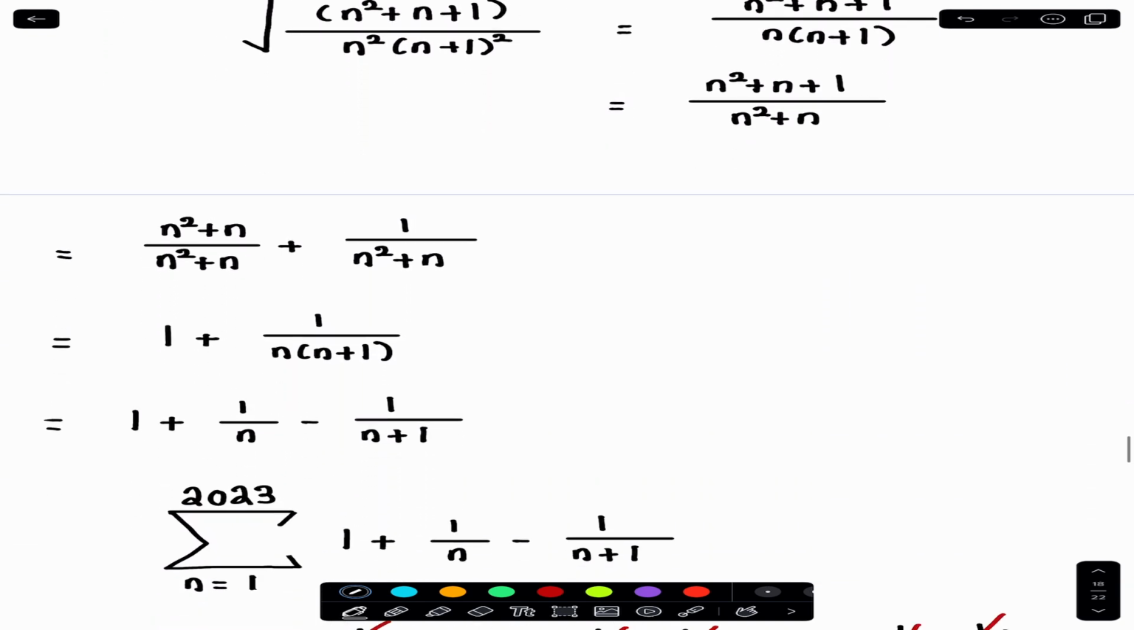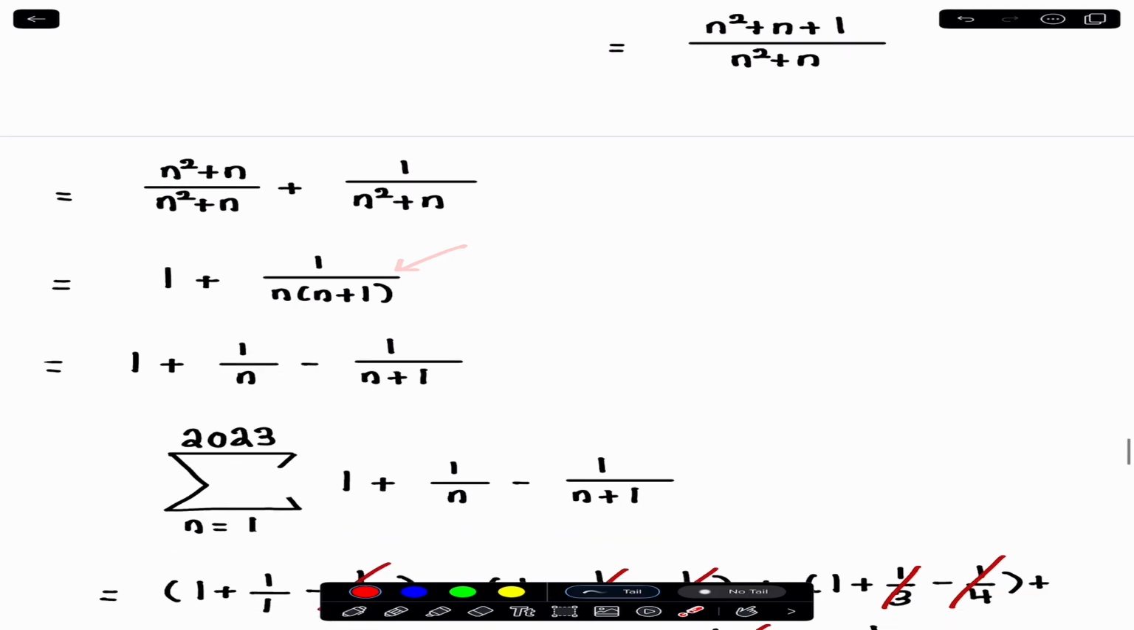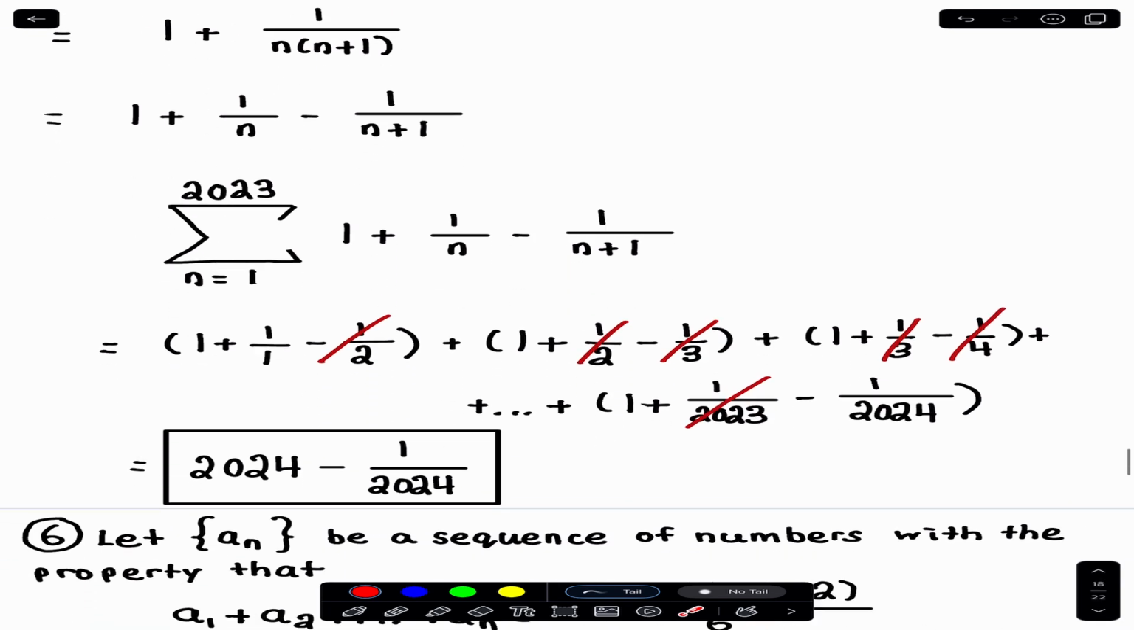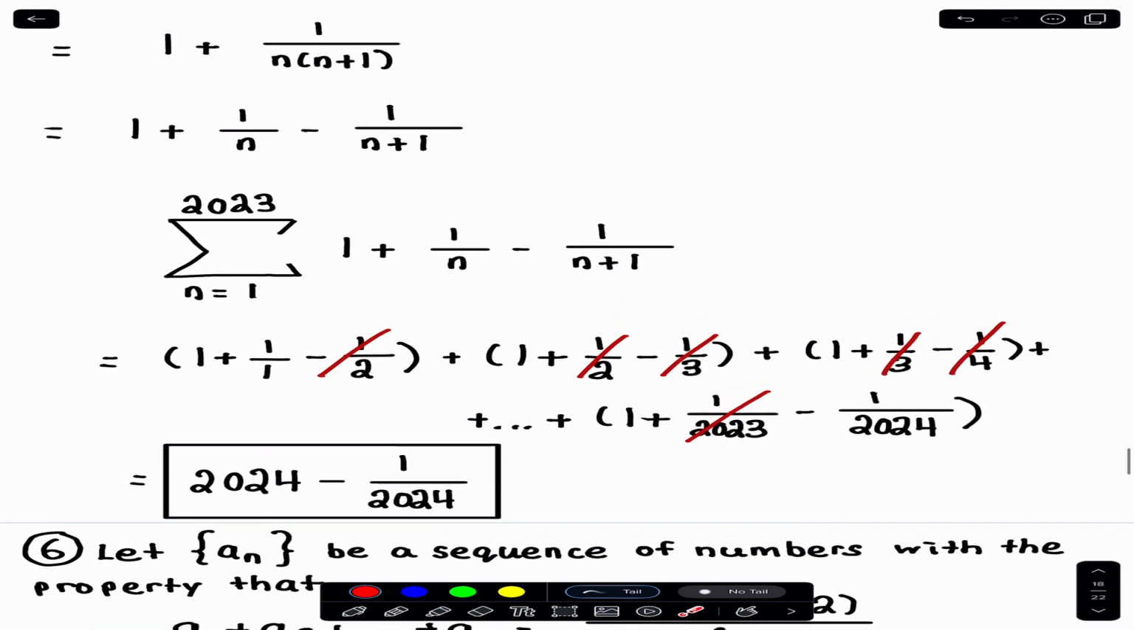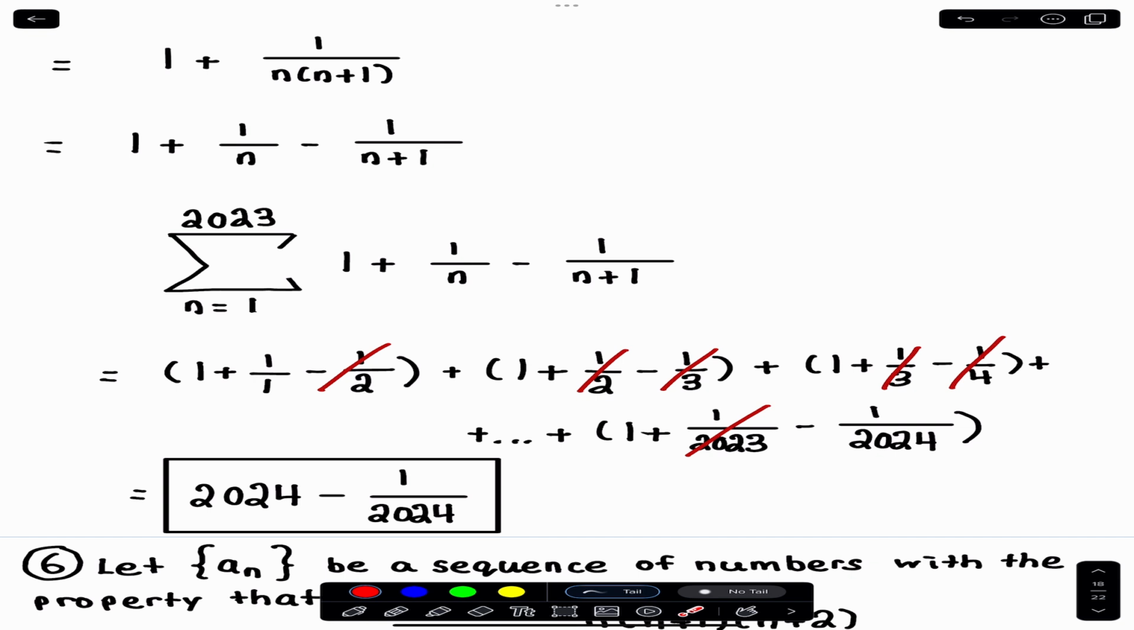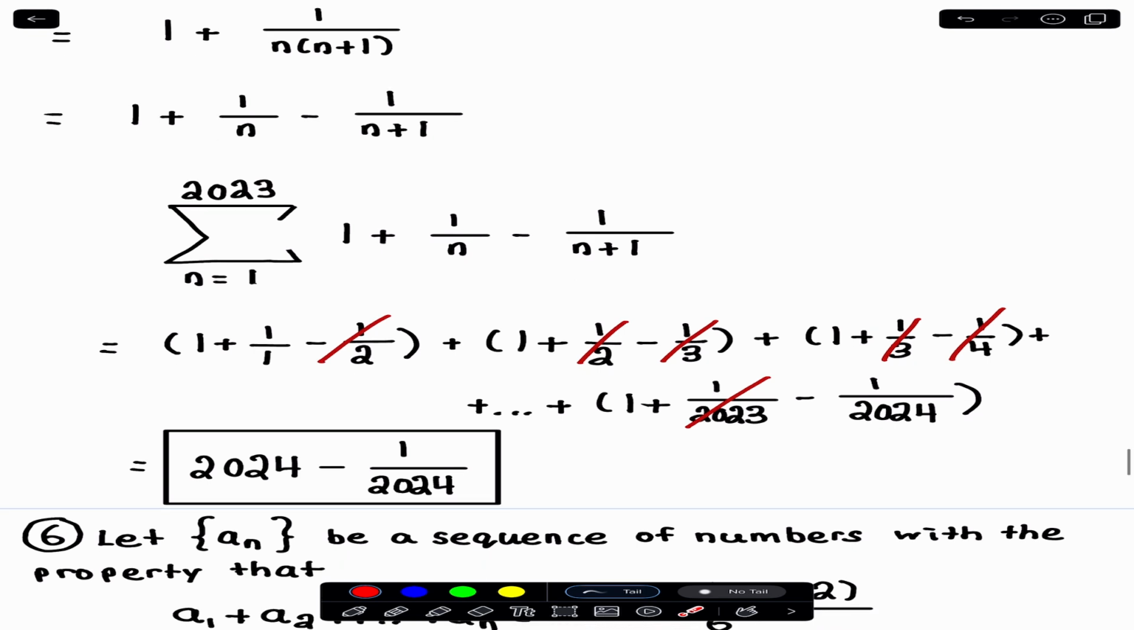We get this very familiar 1 over n times n plus 1, which we know we can split into two fractions, which is great. And then after that, we put everything into sigma notation, write everything out, spell out the sum, and then keep track of what cancels with what. So, lots going on.